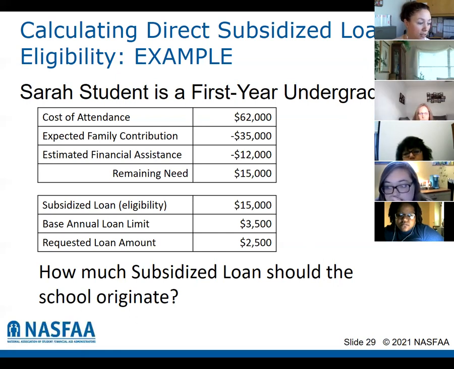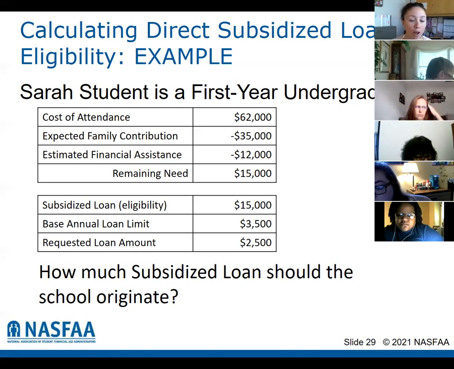Good. Exactly. The smallest of the three. So the student is saying, I only want 2,500. You're going to originate 2,500. Now, follow-up question. What happens in the spring semester when the student says, oh, wait a second, I was eligible for 3,500? What can you do then? Would you be allowed to go back and give the student 3,500?